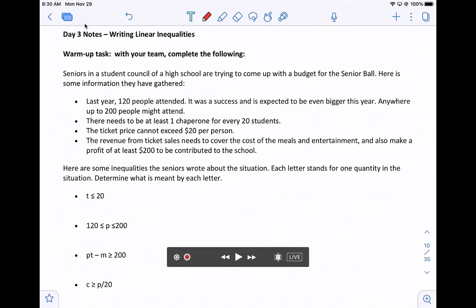Day 3, we're going to look at writing linear inequalities, which is pretty similar to how we looked at writing systems of linear equations, so inequalities is almost the same. So warm up with your team, complete the following.